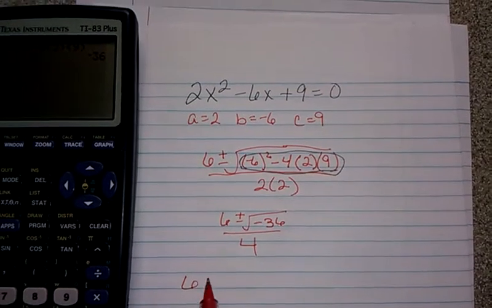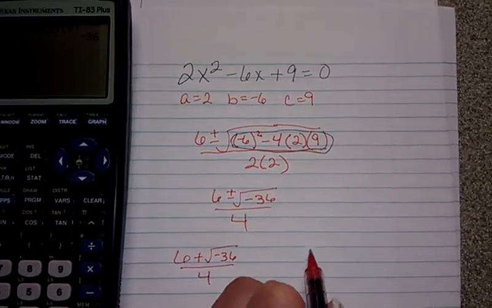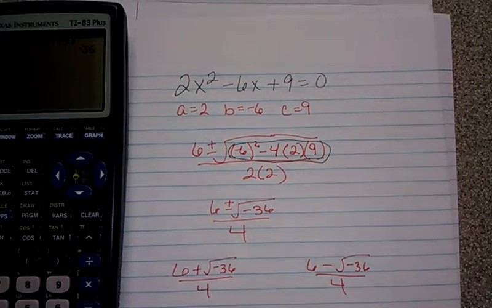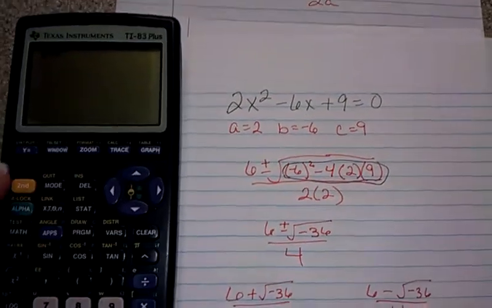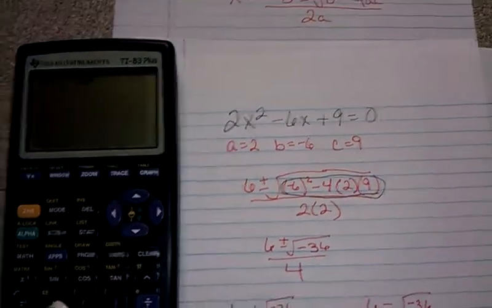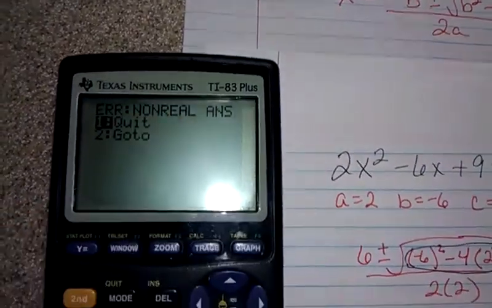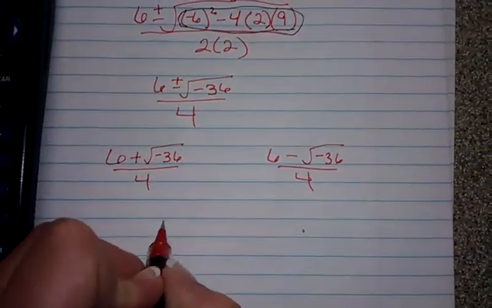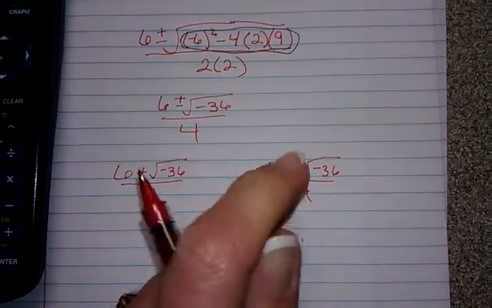Well, if I have 6 plus the square root of negative 36 over 4, and 6 minus the square root of negative 36 over 4, when I go to put this in the top, I have 6 plus the square root of negative 36. It's going to give me an error. It's going to say no real answer. That's because we cannot take the square root of a negative number. So in this case, there is no real solution.